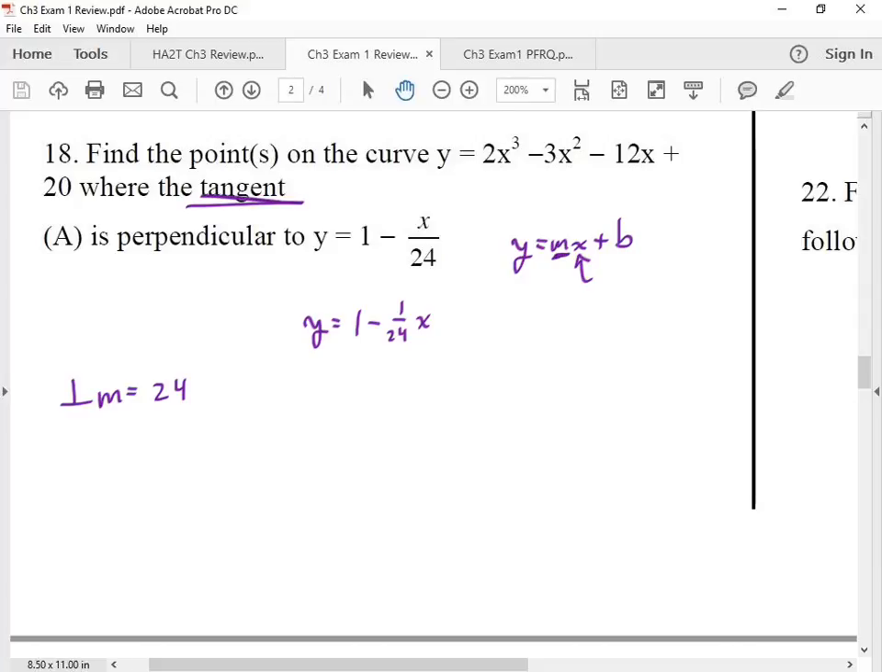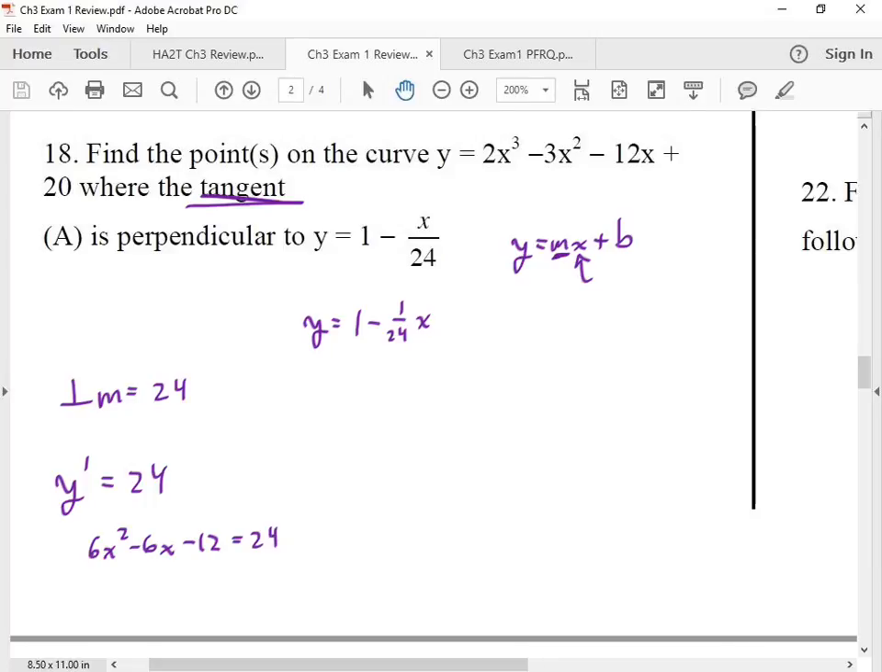So we need y prime, and we're going to set y prime equal to 24. How do you find y prime? You take the derivative of this, set it equal to 24, and then solve. Shall we do it? All right, what is y prime? It is 6x squared minus 6x minus 12, and the derivative of 20 is 0. So we've got that equals 24.